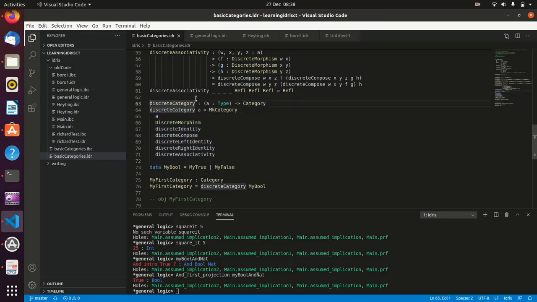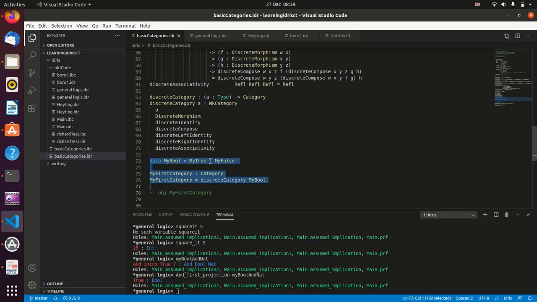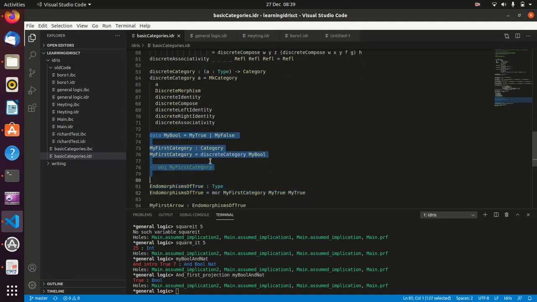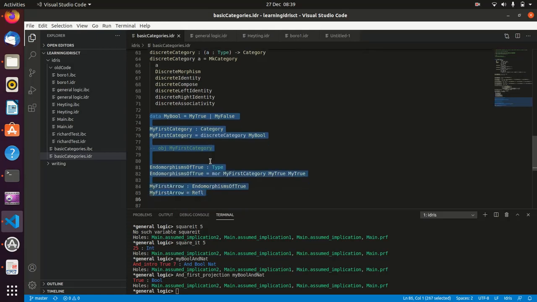Using all these commands, we can make this function, discrete category, which sends a type A to the discrete category which has objects as elements of that type A. And here's an example of this working. I set my type to be this Boolean-like thing, which has two elements, true and false. I use this command to make a discrete category on that. And then I want to talk about this object true and the arrows from that to itself. Here I'm referring to a particular one.